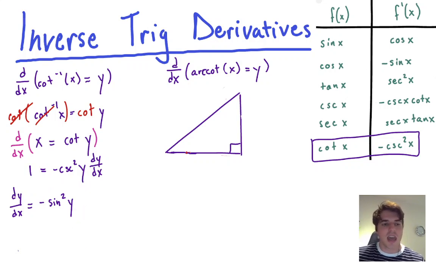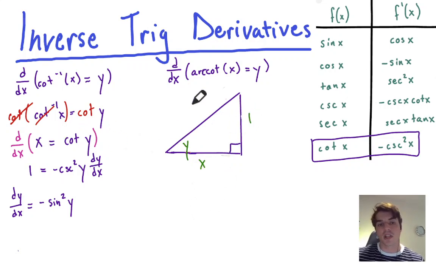Okay, and now we need to look back at our triangle. We use this equation. We say the cotangent of some angle y is equal to x. And the cotangent is the adjacent side over the opposite side. So since the adjacent is in the numerator, that's what we give the value of x to, and the opposite side would be 1. So the cotangent of y is x over 1.